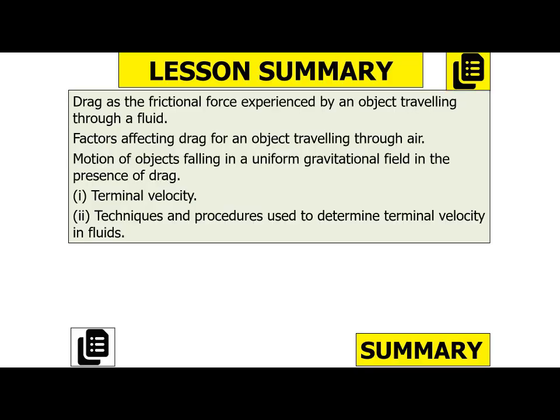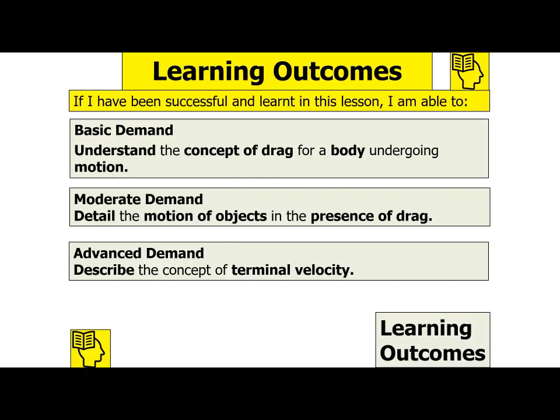So to summarise what we've looked at in today's lesson, we've looked at drag as the frictional force experienced by an object travelling through a fluid, the factors affecting drag for an object travelling through the air, and the motion of objects falling in a uniform gravitational field in the presence of drag. We've looked at terminal velocity and the techniques and procedures used to determine terminal velocity in fluids. If we've been successful in today's lesson, we should be able to understand the concept of drag for a body undergoing motion, detail the motion of objects in the presence of drag, and describe the concept of terminal velocity.